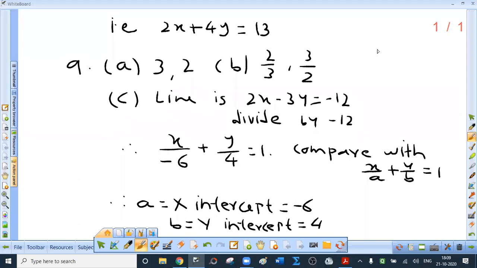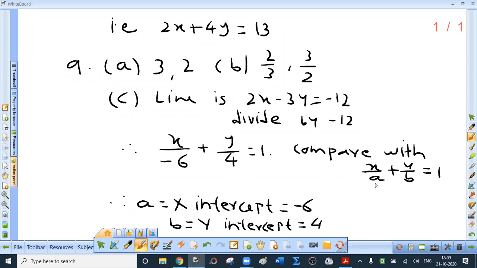Sum number 9, A and B for homework. Find the x and y intercepts of the line 2x minus 3y plus 12 equal to 0. There are two methods. The first method is to write the equation as 2x minus 3y equal to minus 12, and divide by minus 12 to get x upon minus 6. Don't write it as minus x upon 6; write x upon minus 6 plus y upon 4 equal to 1.